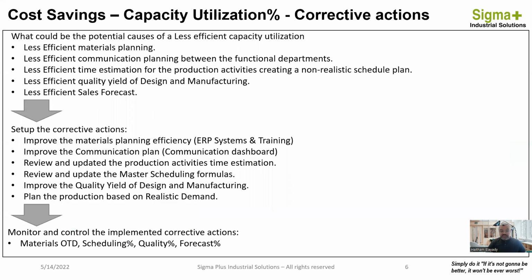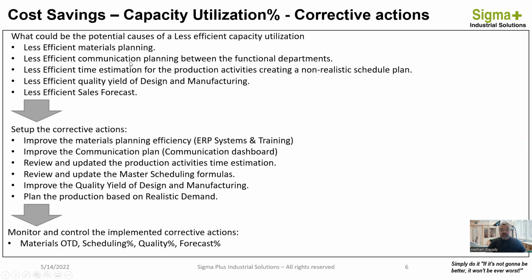Okay, so the next step that we need to do, after we have measured the value of the loss due to the less efficient capacity utilization, is to try to summarize the potential causes that could affect the capacity utilization badly. So one of the potential causes could be related to the material planning. We don't have a realistic forecast date for the deliveries of the materials, which affects the production activities badly by creating waiting time that could be a couple of days or even a week, and that was definitely eating from the production capacity.